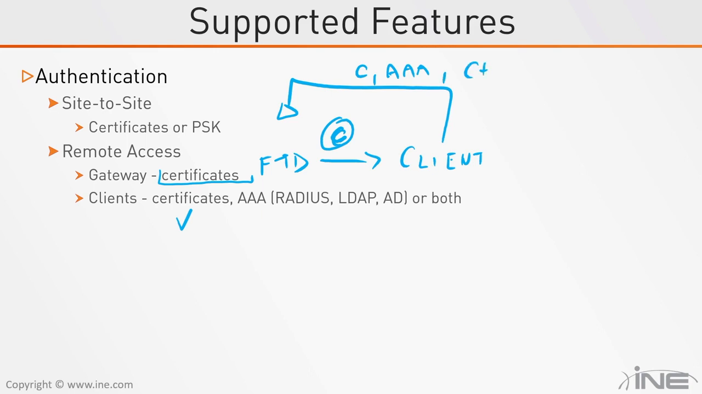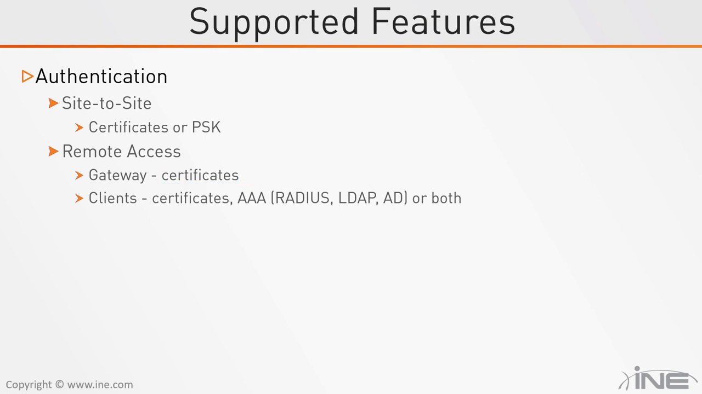So certificates and AAA. And AAA is referring to an external authentication database. The supported databases include RADIUS, LDAP, and Active Directory. We have 3 of them. Now, important thing to remember about these, however, is that authorization and accounting is only available via RADIUS.